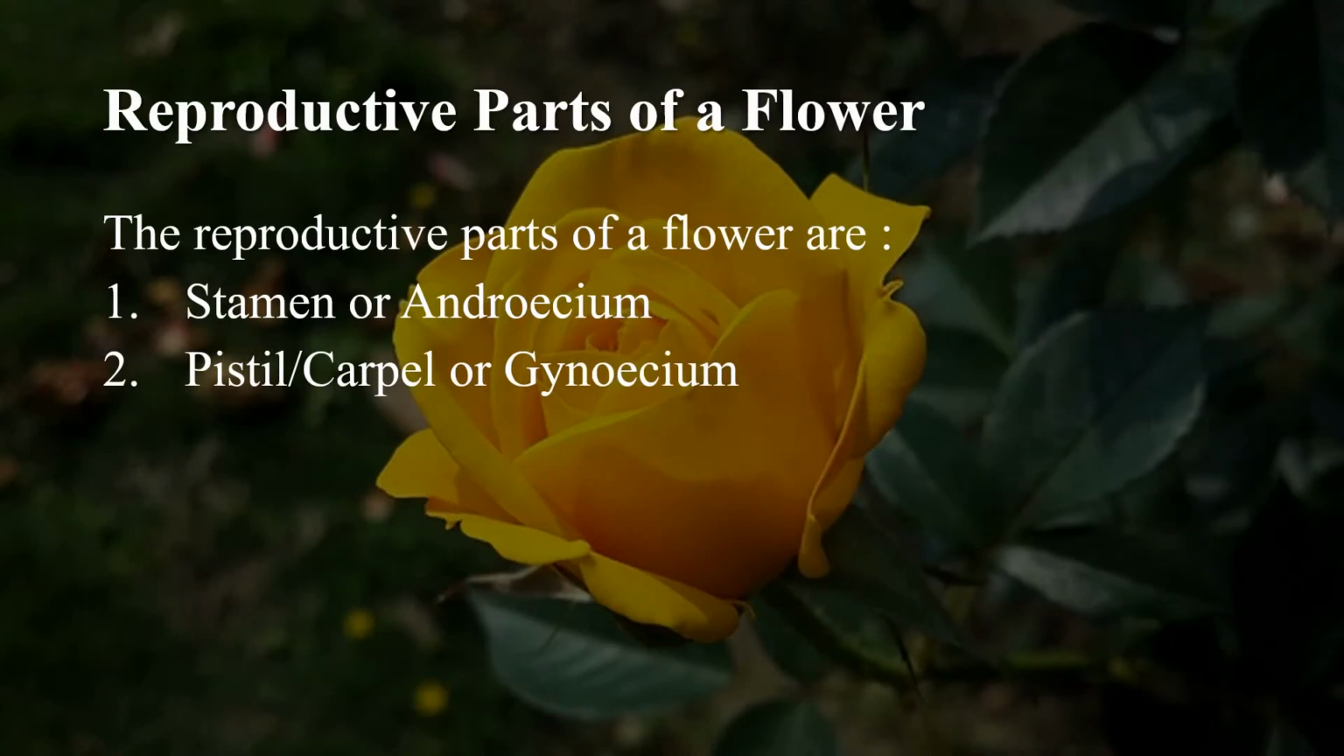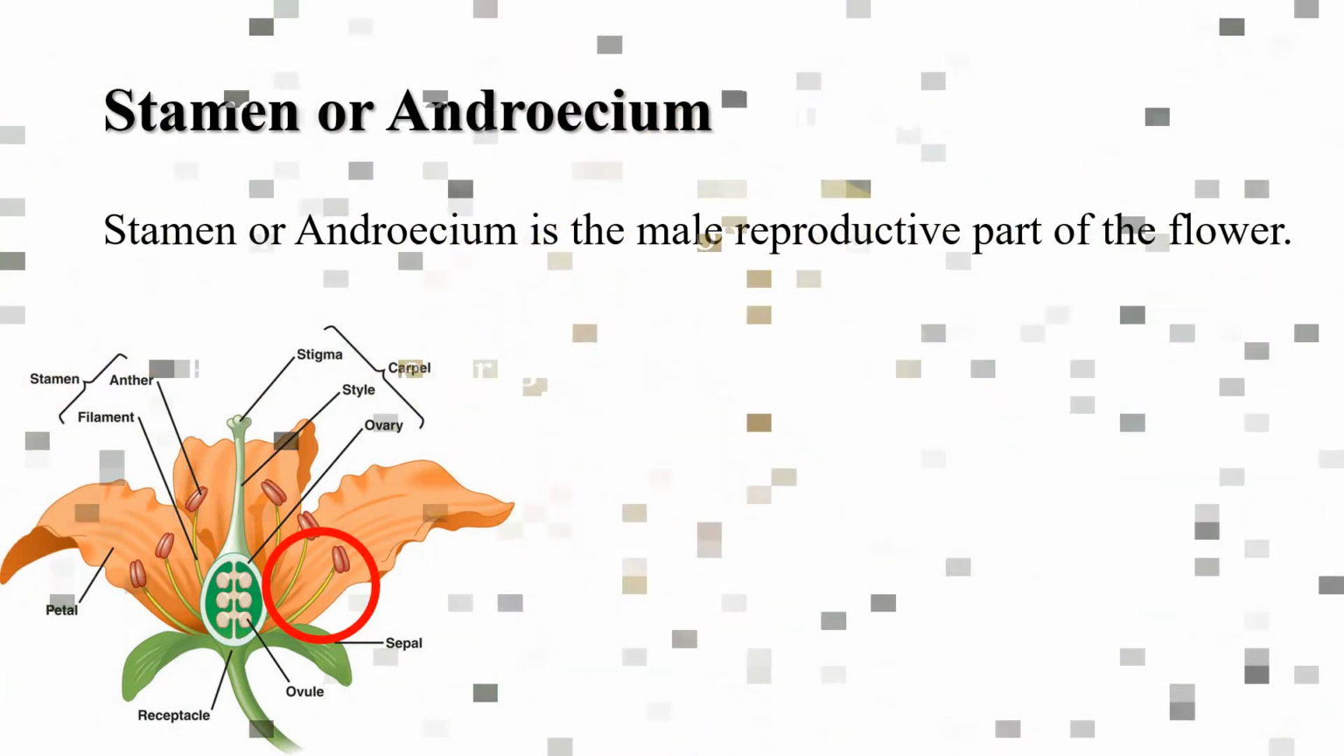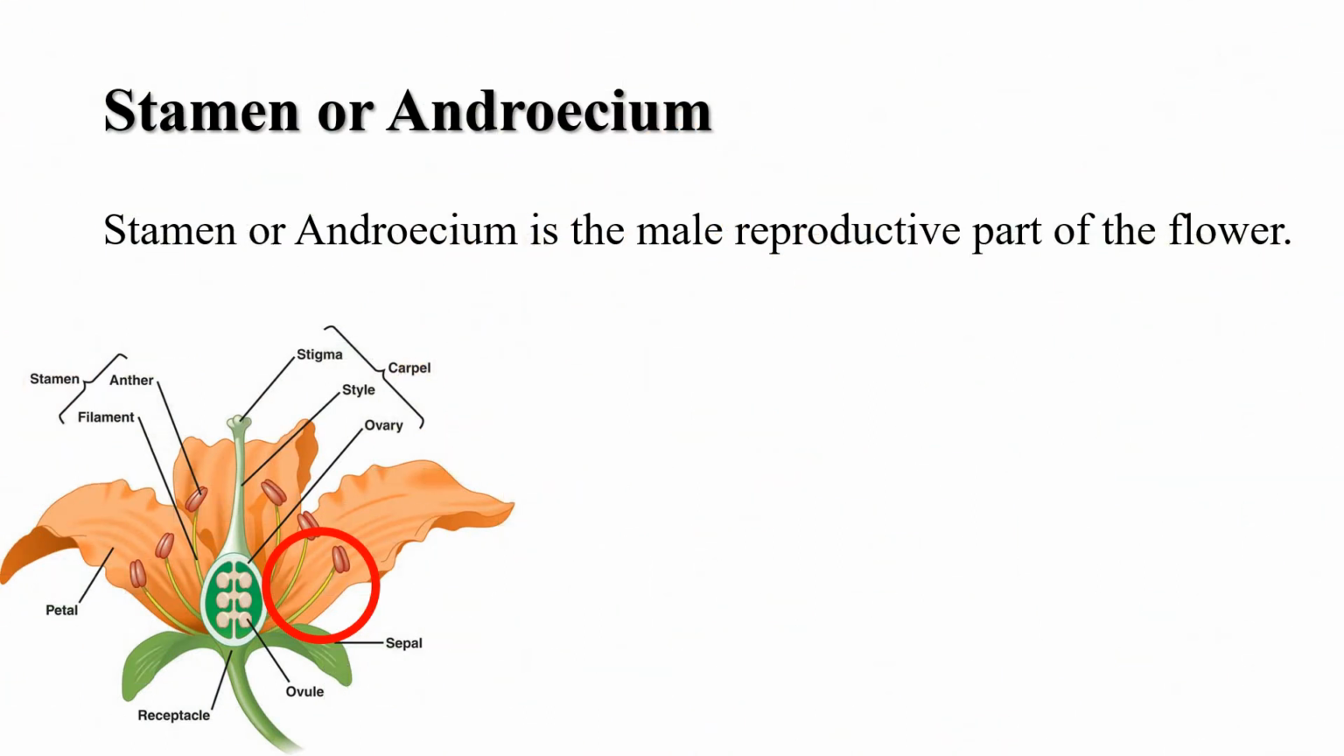The reproductive parts of a flower are: first, stamen or androecium, and second, pistil or carpel or gynoecium. Let us know about these parts in detail. First of all, let us understand about the stamen or androecium. The stamen or androecium is the male reproductive part of the flower. Students, the encircled part of the picture is the stamen or androecium. Let us know this part in a little more detail.